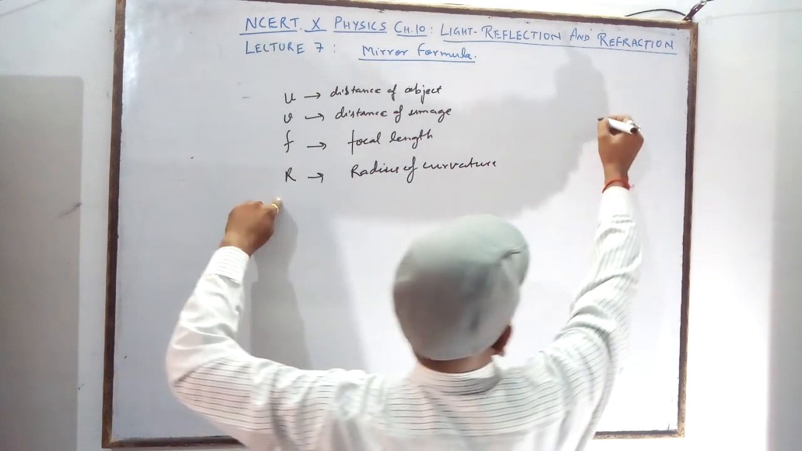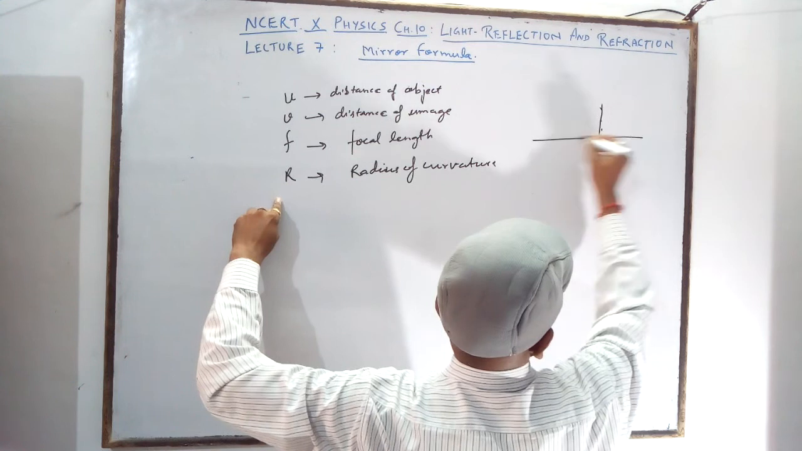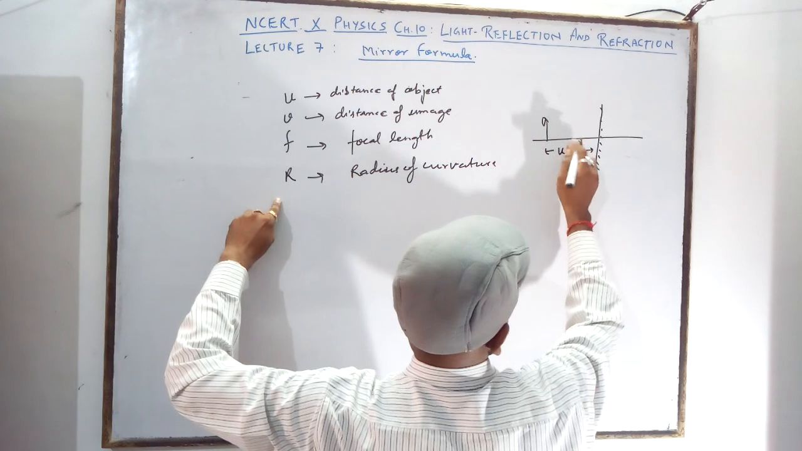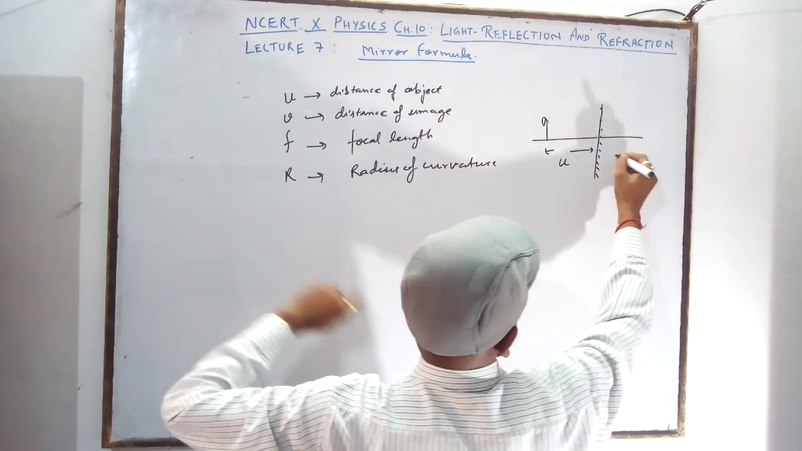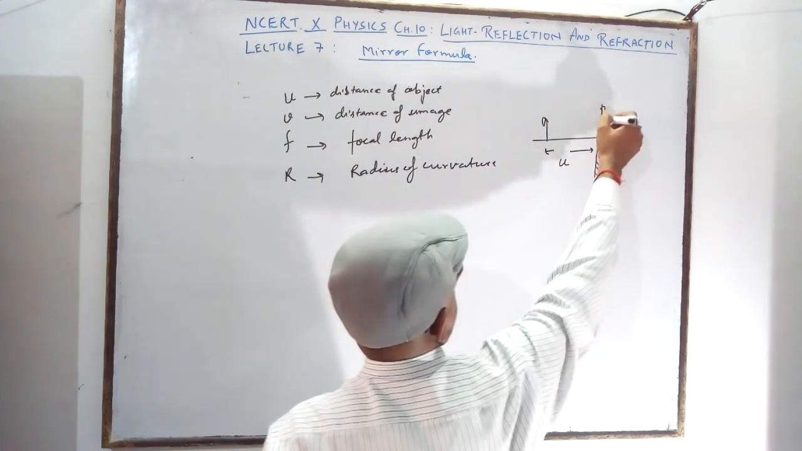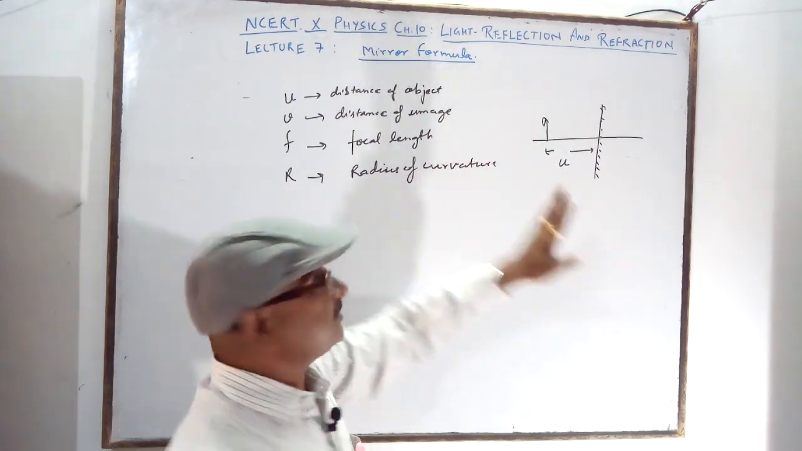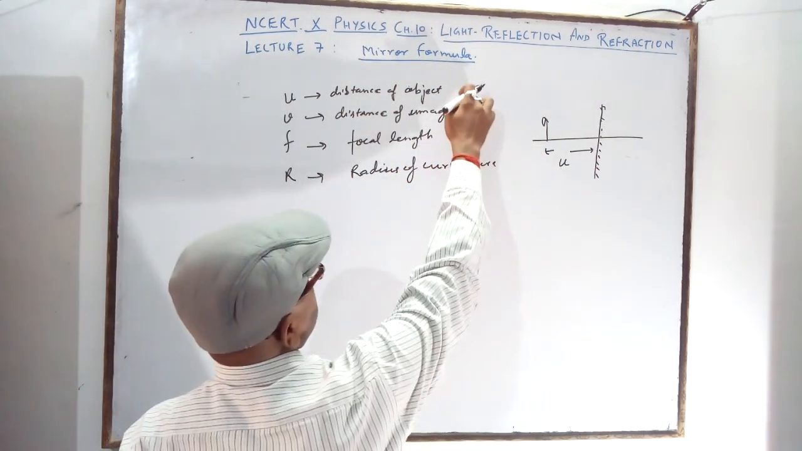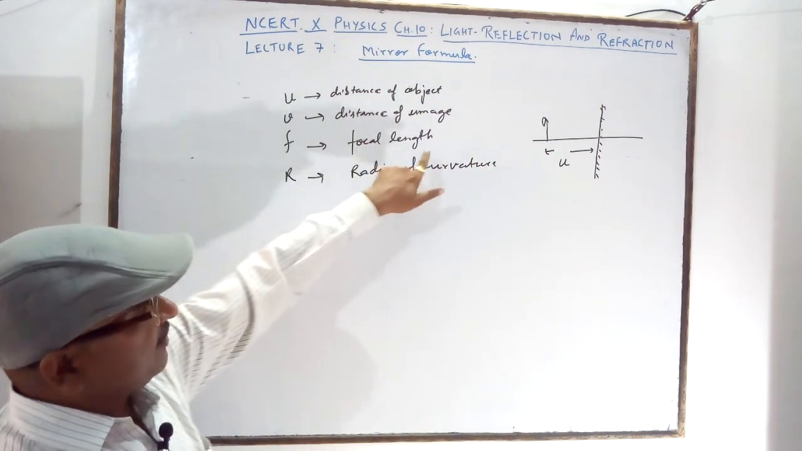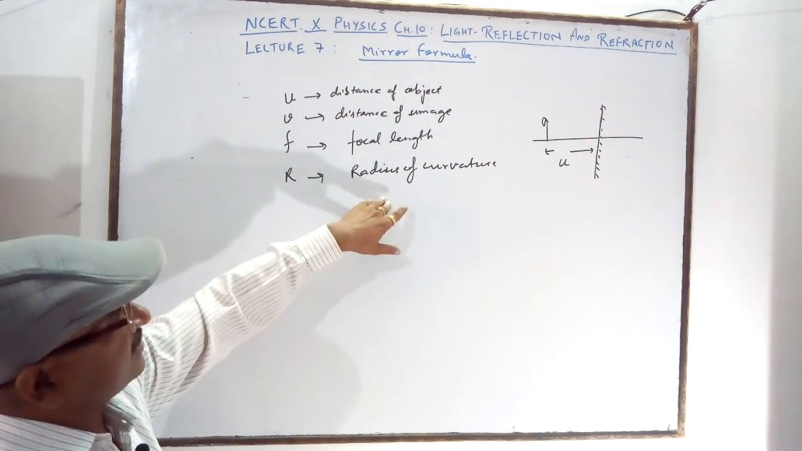If it is a mirror and the object is at this place, then U will always be negative. U is the distance of the object from the mirror. V is the distance of the image from the mirror. Focal length means half of the radius of curvature. R is the radius of curvature.